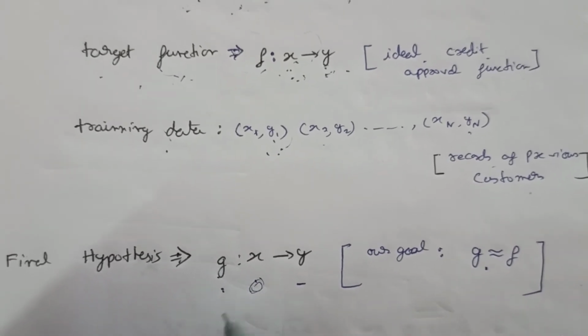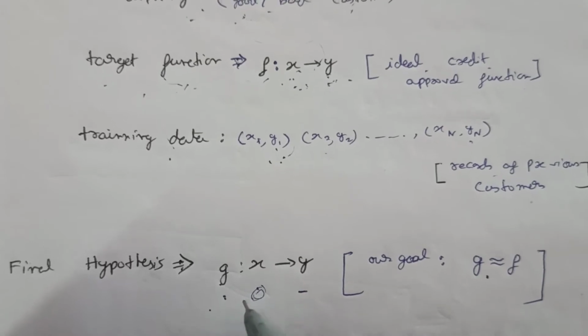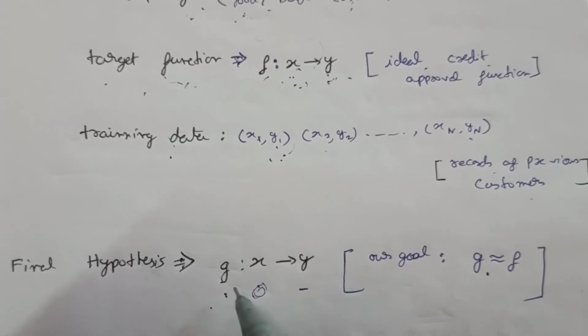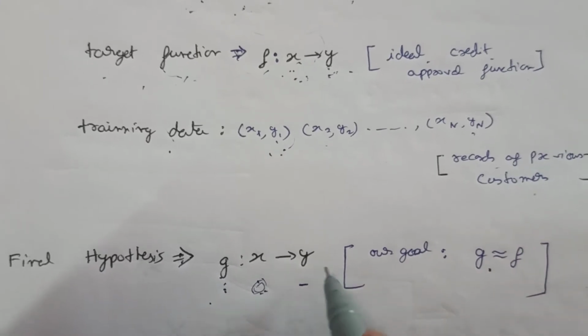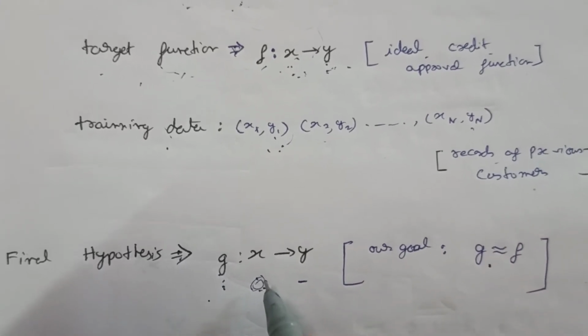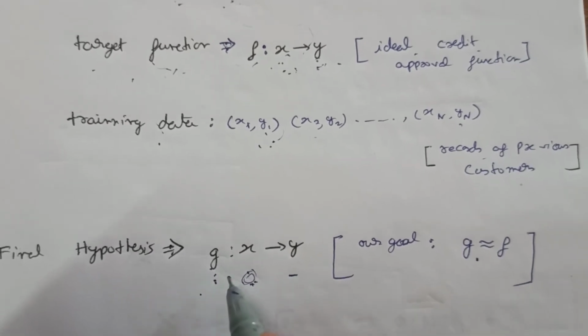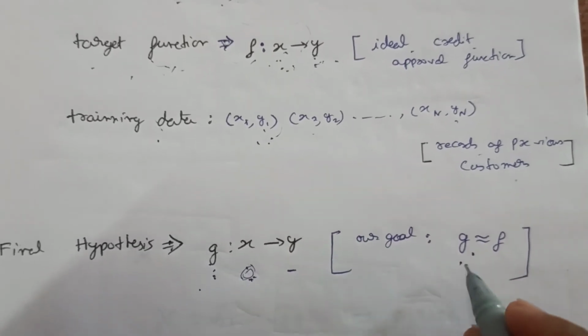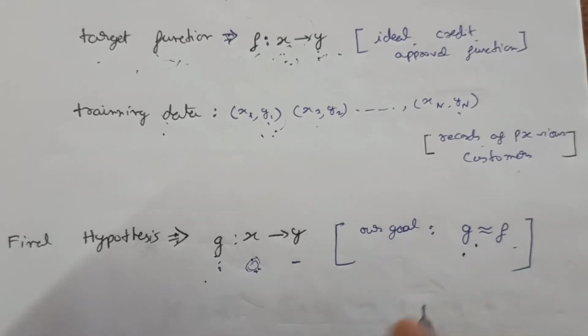That means we will try to make a function which will always give us the actual correct prediction. That means if the function says that the customer is good, then the customer is good, and if the function says that the customer is bad, then it will be bad. So I know that it is not always possible to predict the future, but our goal will be to achieve such a function which will be as close as possible to F, that is our target function.